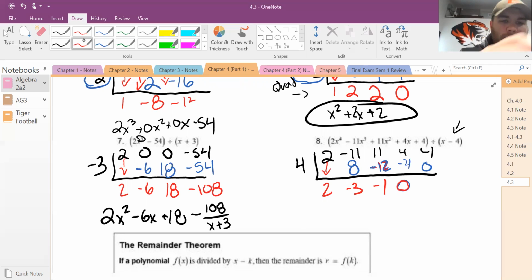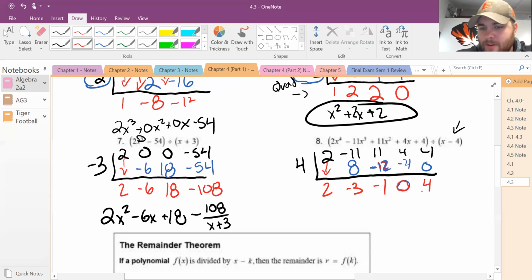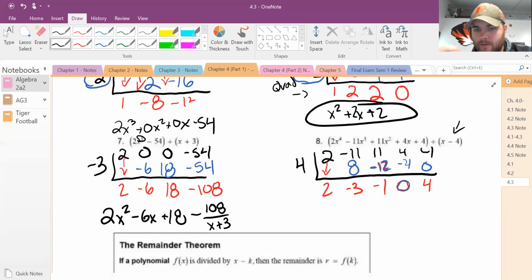Okay, 4 plus 0 is going to give me 4. It's going to be my remainder on my last term. And then now I just rewrite my polynomial. Okay, this is a quartic, right? That's going to be the highest power. So what's going to be my new polynomial? Well, it's 1 less. It's going to be cubed. My new highest power is going to be 3 because my old one was 4. 1 less than 4 is 3.